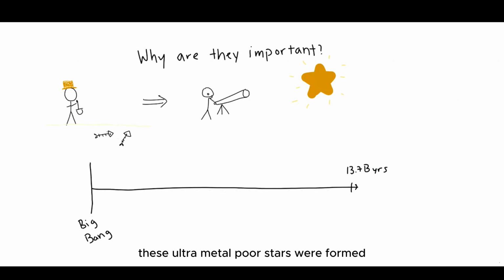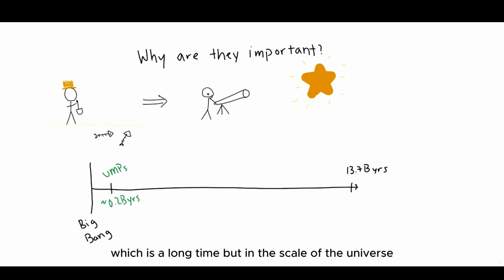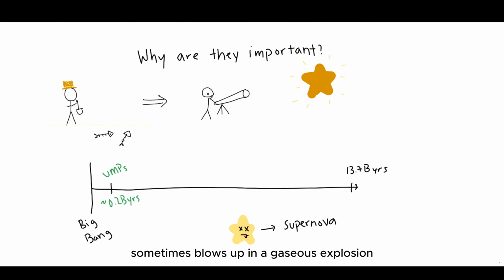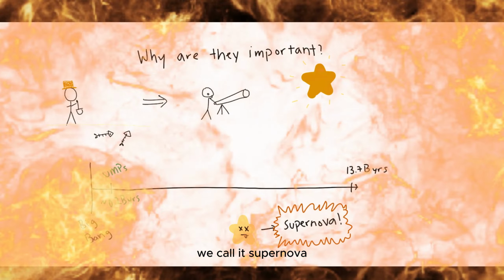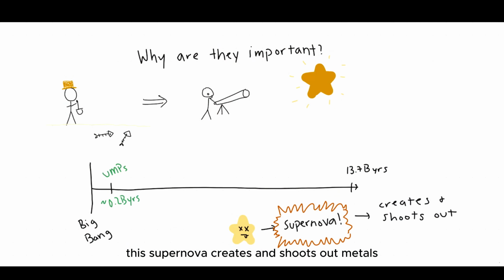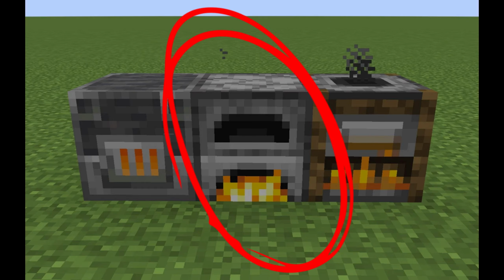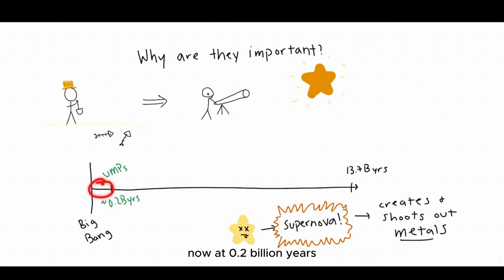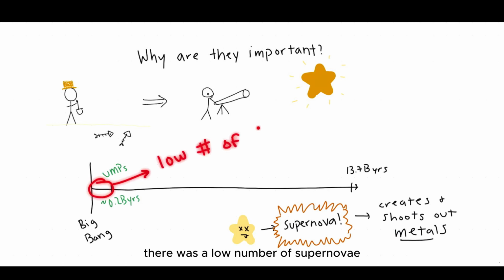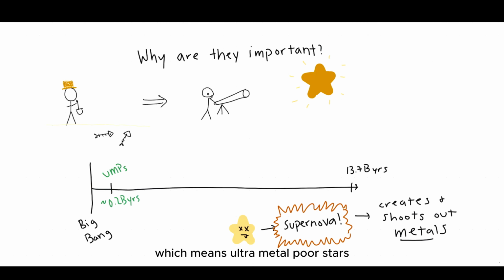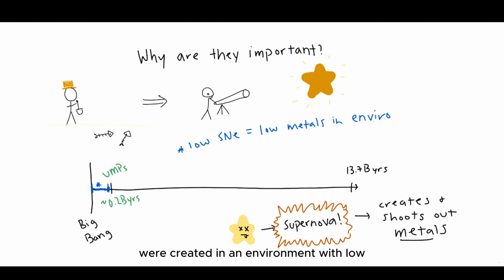Let's look at this timeline. These ultra-metal poor stars were formed at around 0.2 billion years, which is a long time, but on the scale of the universe, it's a pretty short time. Now, for a quick detour. When a star dies, it sometimes blows up in a gaseous explosion we call a supernova. This supernova creates and shoots out metals, acting as sort of a furnace for these heavier elements. Now, at 0.2 billion years, because the universe was so young, there was a low number of supernovae, which means ultra-metal poor stars were created in an environment with few heavy metals, which is why they have a low metallicity.